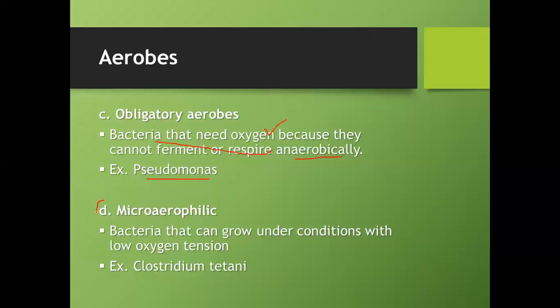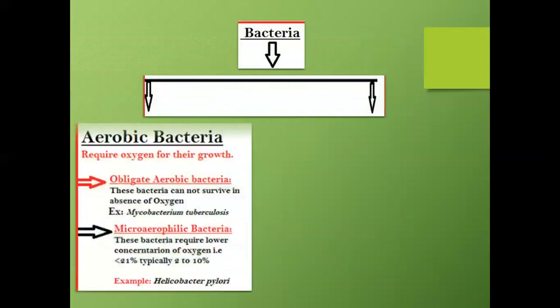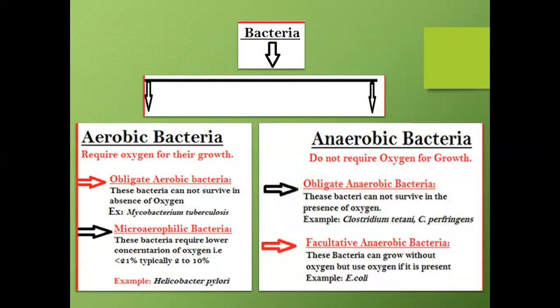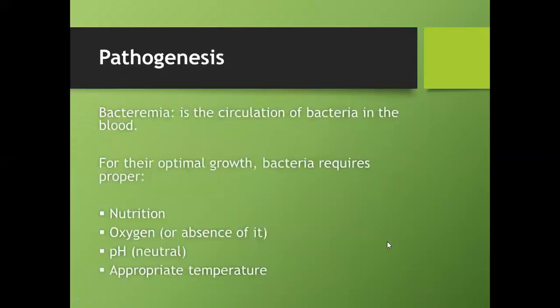Then we have microaerophilic bacteria, which can grow under a very low amount of oxygen. You'll find microaerophilic organisms sometimes are also placed in the category of obligate anaerobes because they can survive without much oxygen. So this is what we're saying: bacteria can be aerobic or anaerobic, obligate microaerophilic, obligate anaerobe, facultative anaerobe.